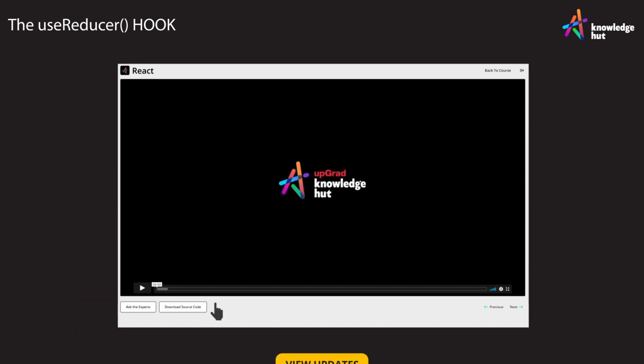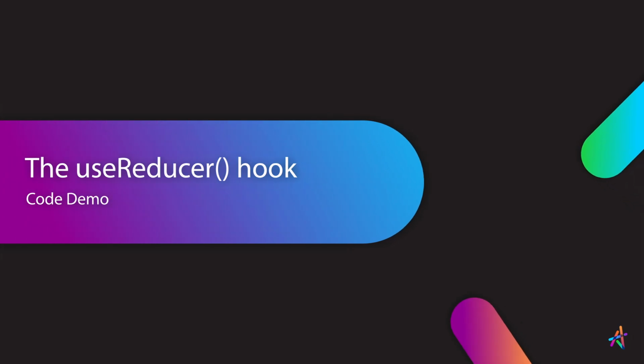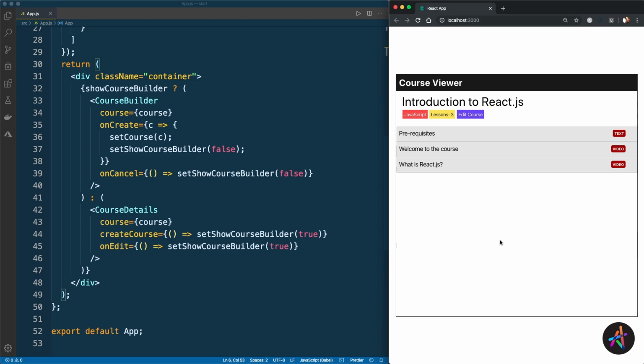So let's look at an example to understand the useReducer hook. Start by downloading and setting up the project first and fire up the development server. Our example app here displays details of a course. You can see the title of the course, the lessons and their type, the category of the course, and we also have an Edit Course button.